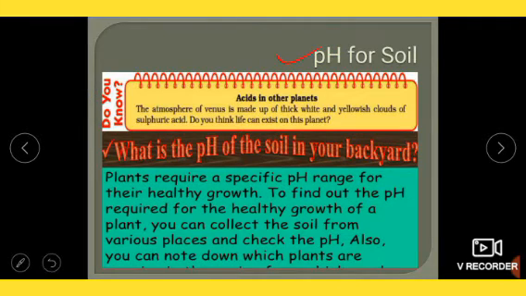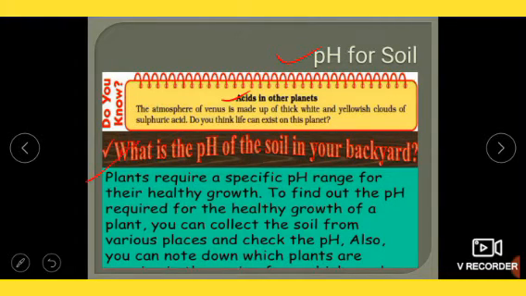Next is pH of soil. Acid in other planets. The atmosphere of Venus is made of thick white and yellowish clouds of sulfuric acid. Due to this, life does not exist on that planet because of the high acidity.